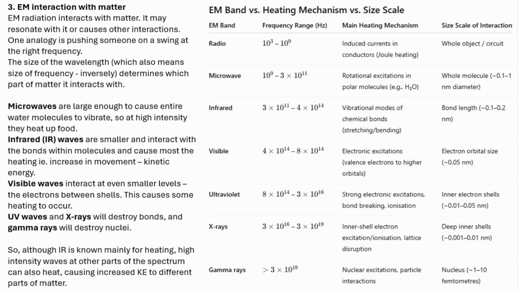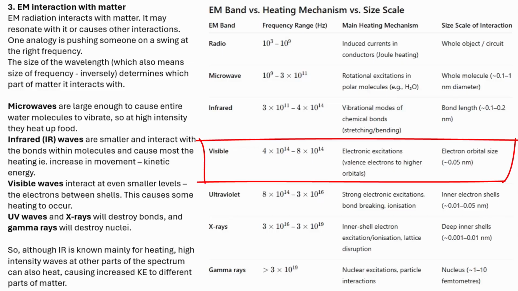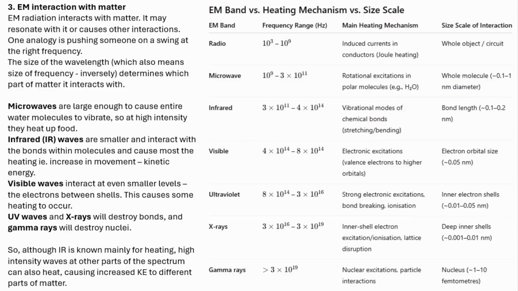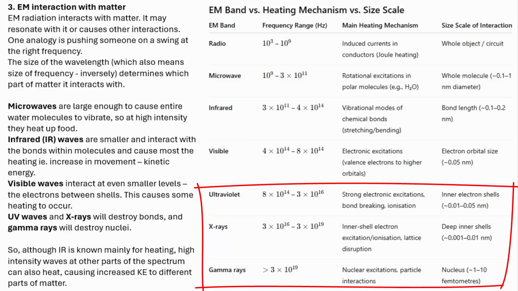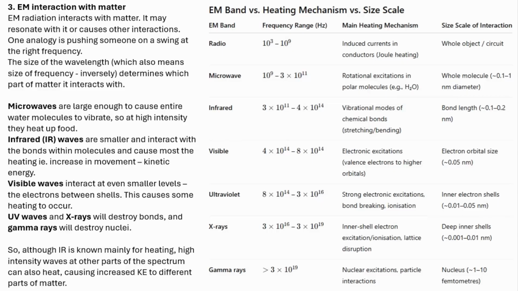Now, if you get smaller than that, to visible waves, you're getting just the individual electrons between the shells of the individual atoms. That causes some heating, mostly color changes. And then if you get even smaller, the UV, X-rays and gamma rays, you start destroying bonds and destroying nuclei. There's not much heating going on unless it's intense, like a nuclear bomb. But it is destroying things rather than causing kinetic energy vibrations.